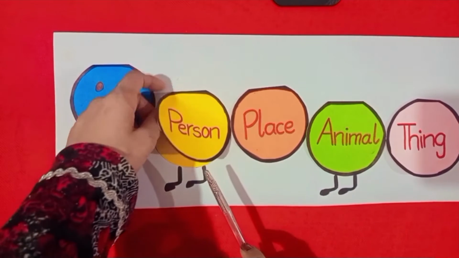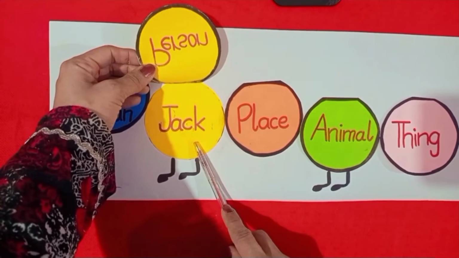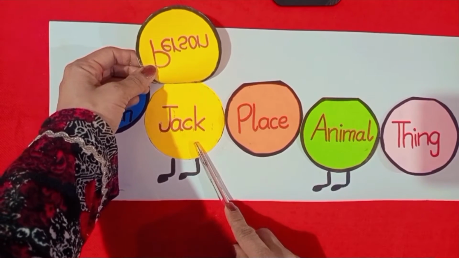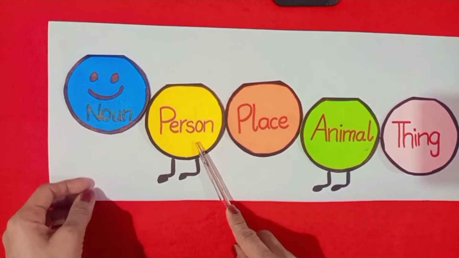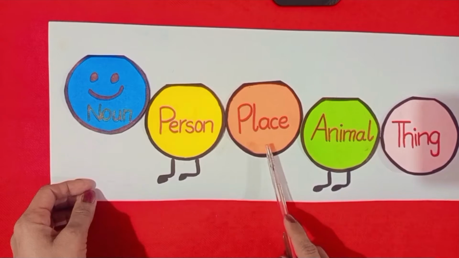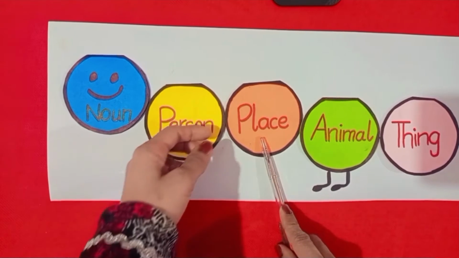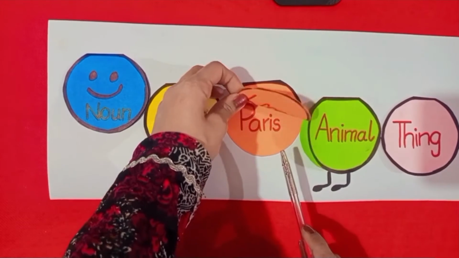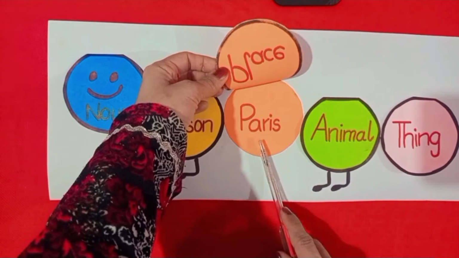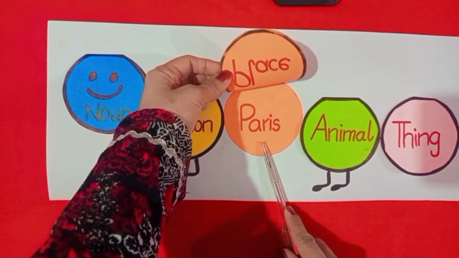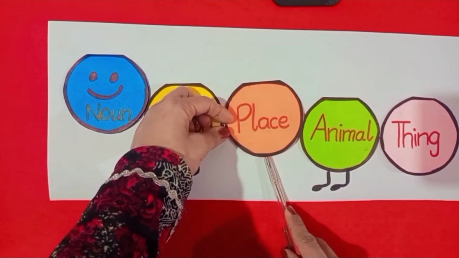Person, for example, Jack. Jack is a name of a person. The next is place. Example is Paris. Paris is a name of a city. Place.